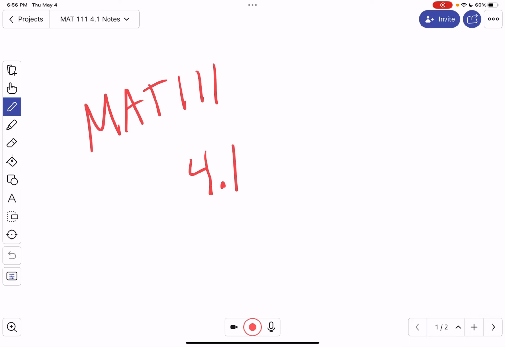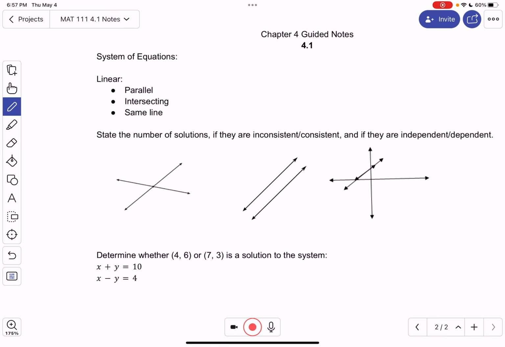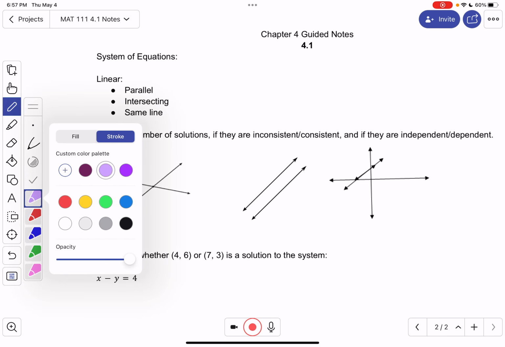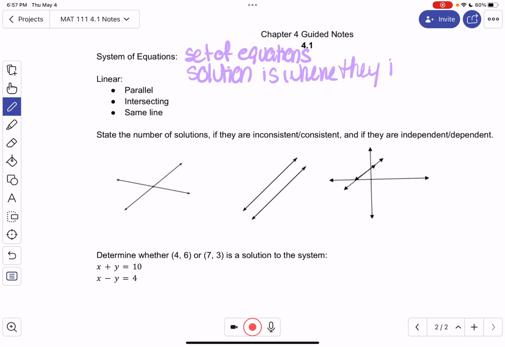This video is going to start chapter 4, which is systems of equations. So 4.1 is going to introduce us to what those are. A system of equations is a set of two or more equations that we end up plotting or graphing on the same grid. And the solution is where the graphs intersect, if they're linear lines. Where they intersect.